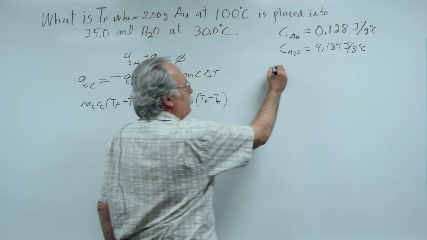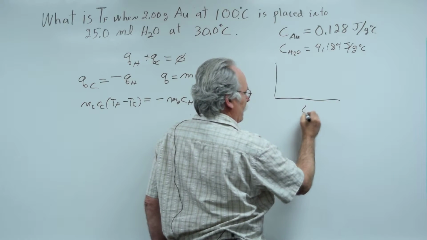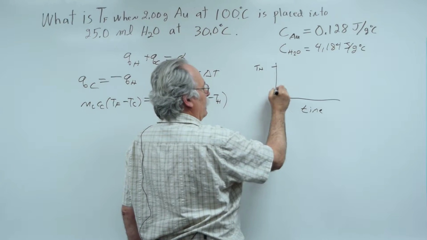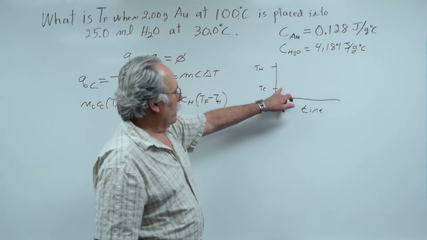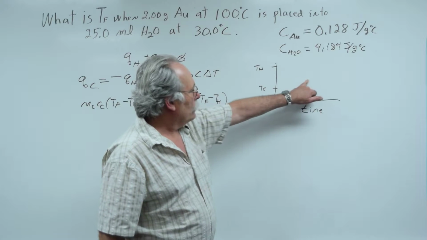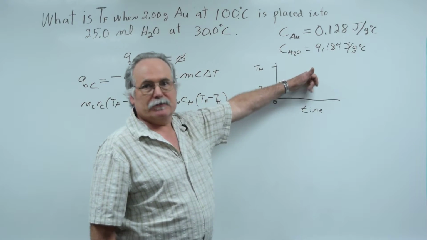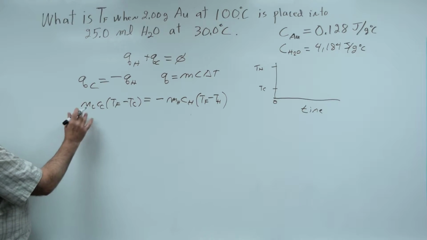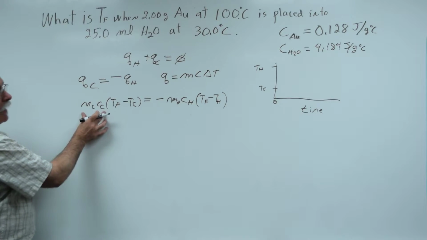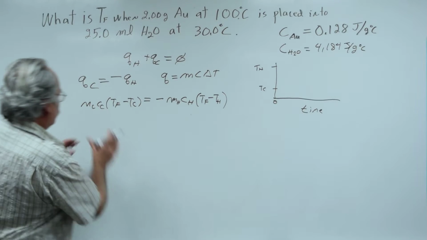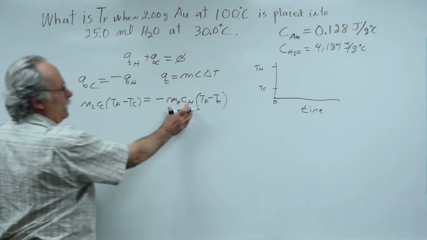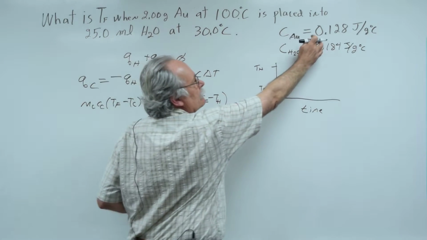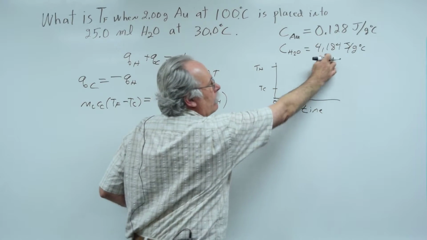Now, let's take a quick look at what's happening over time. If this is my axis of time, and this is time 0, and this is the initial hot temperature, and this is the initial cold temperature, the cold object is going to warm, the hot object is going to cool until they reach a common temperature. This is the final temperature. Now if we look at these values, we have 25 grams of the cold object, and it has a large heat capacity, 4.184. So this system has a high heat capacitance compared to this system, which is a small mass, 2 grams, much less than 25, and a small specific heat capacity, 0.128 instead of 4.184.